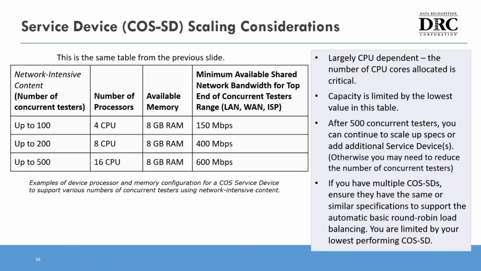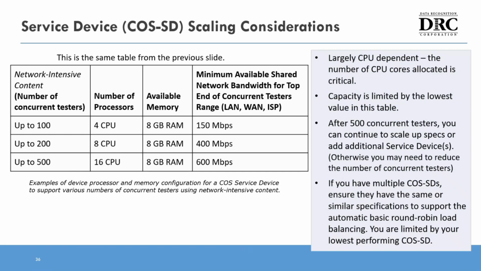So here is that same table for network intensive content. This is what it looks like in the DRC Knowledge Hub. This shows recommendations for your COS-SD based on the number of concurrent testers. As you can see, we have 4 CPU will support up to 100 concurrent testers, 8 CPU will support up to 200 concurrent testers, and 16 CPU will support up to 500 concurrent testers. The capacity is always limited by the lowest value in this table.